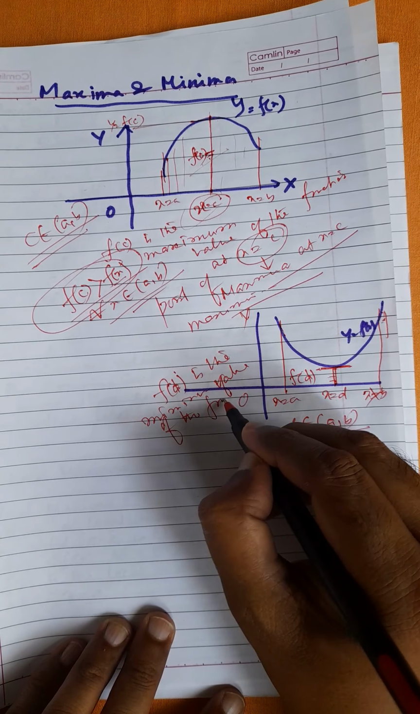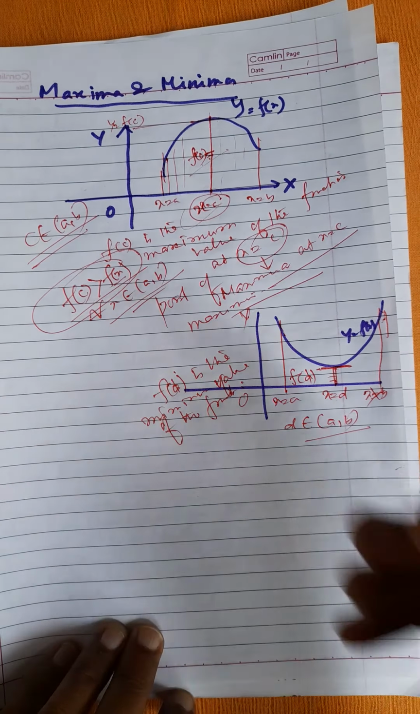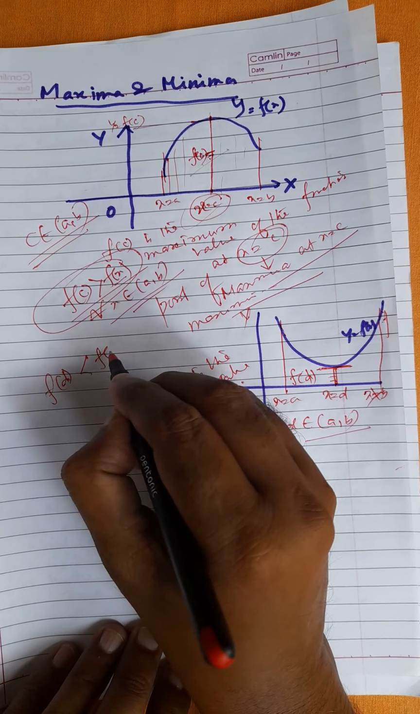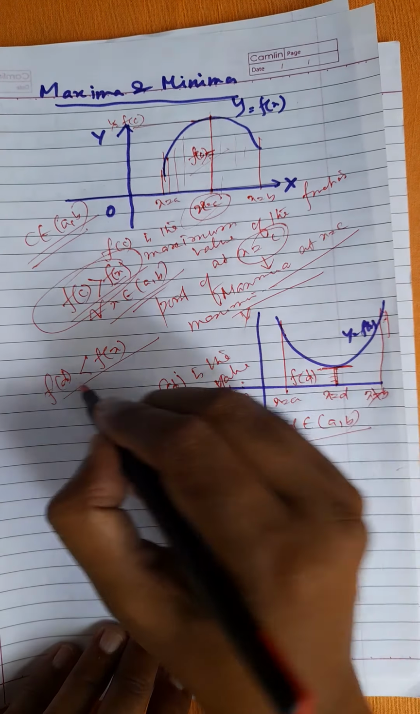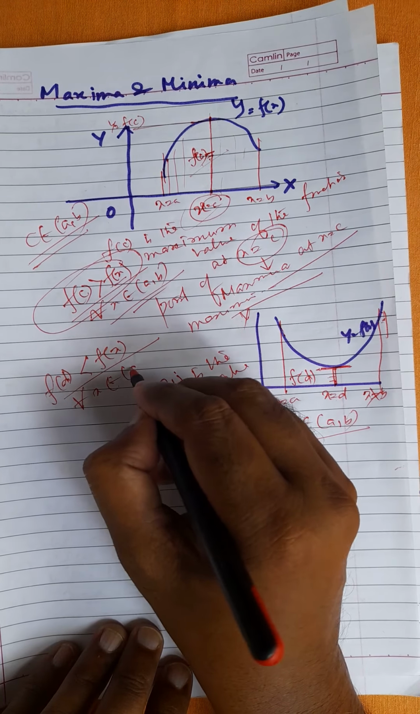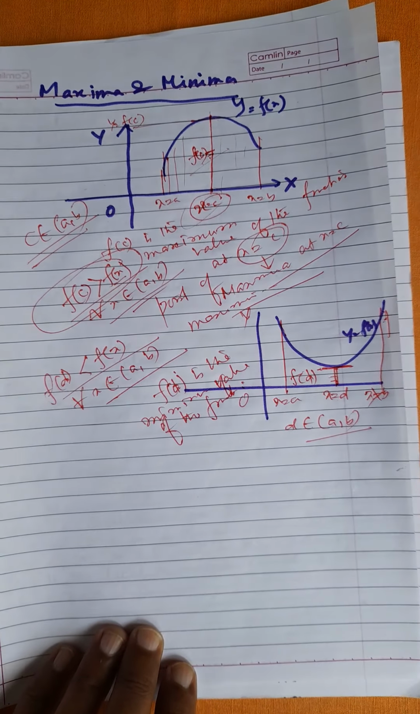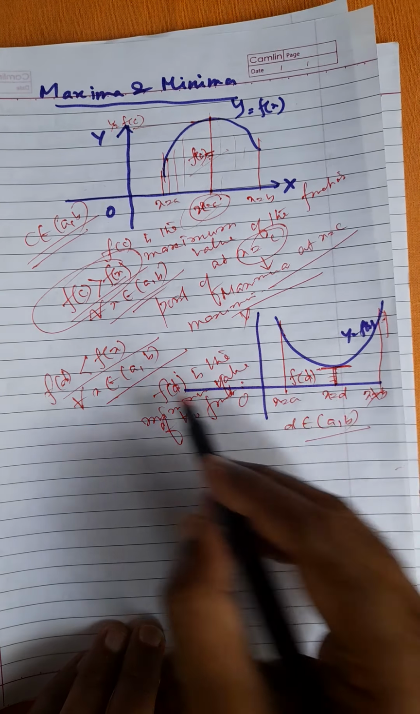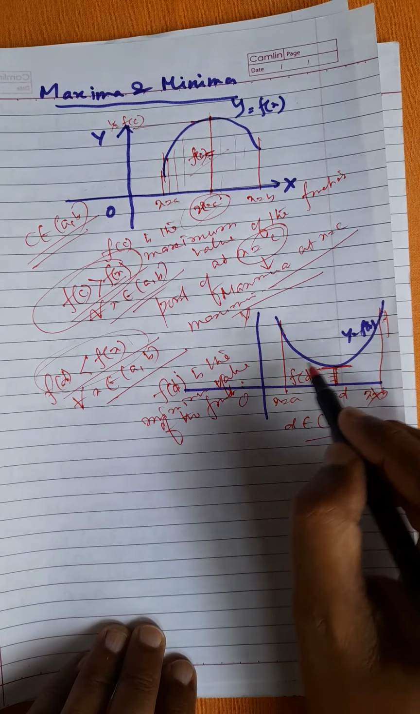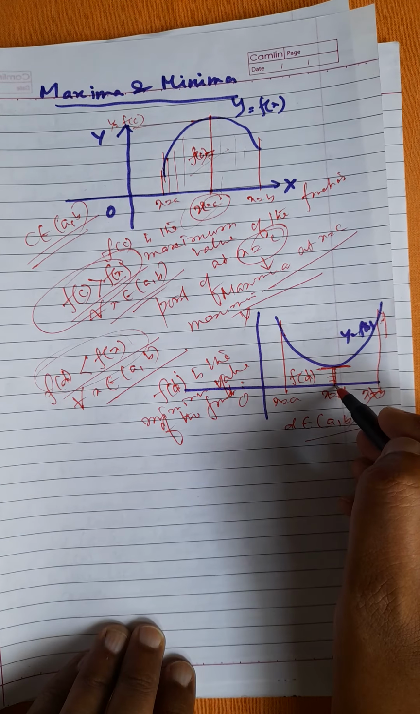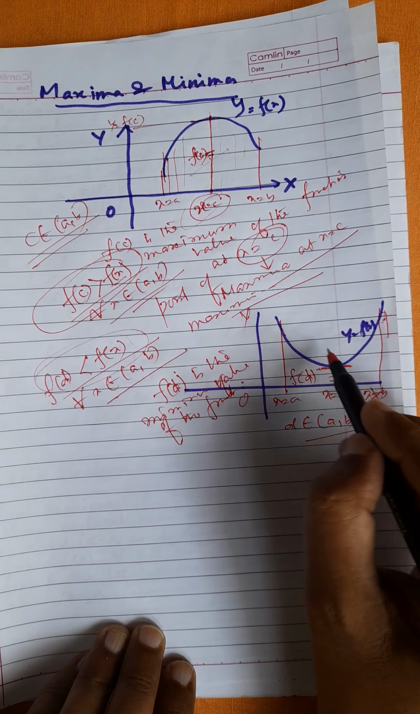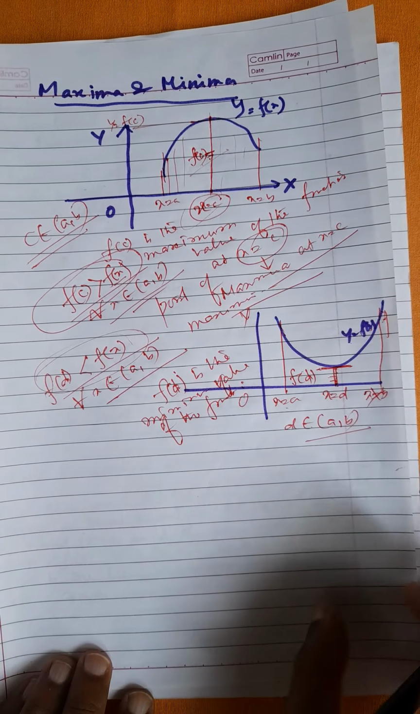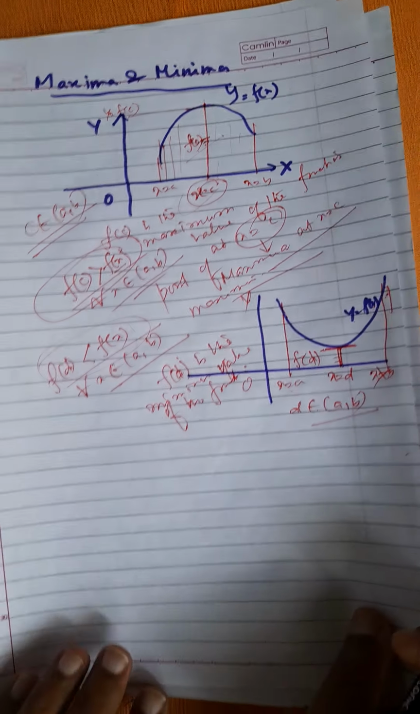of the function. Okay, that means you can say f(d) is less than f(x) for all x belongs to (a, b). This is the smallest one. So this is called the minimum value of the function. f(d) is called the minimum value of the function y is equal to f(x) in the interval (a, b).